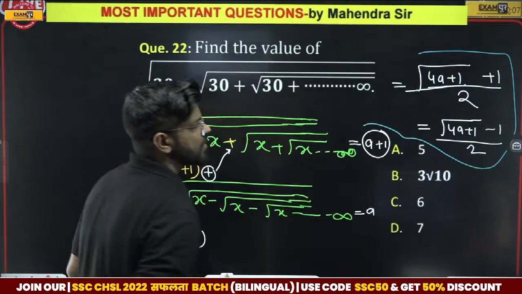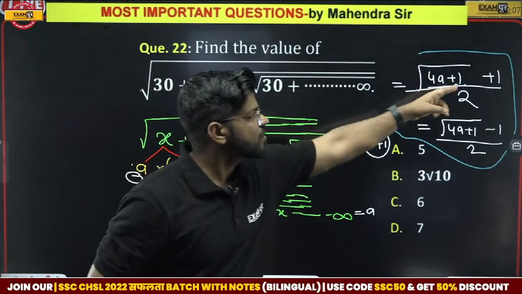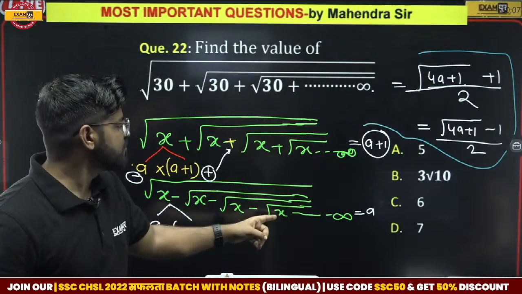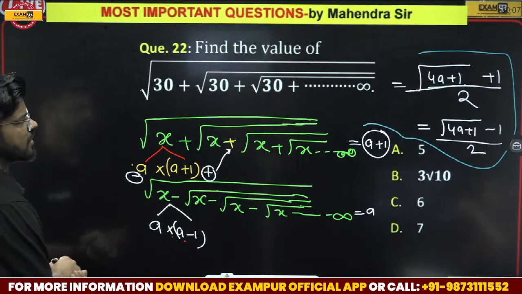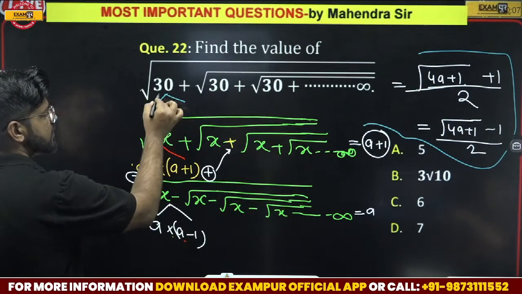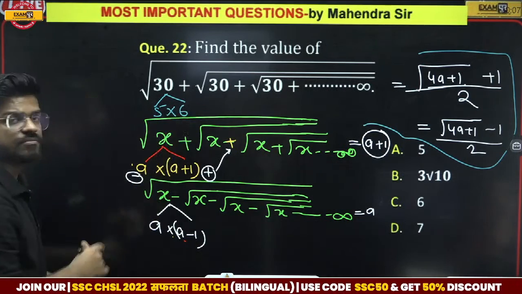Okay, this is the general formula. So when the plus sign is there, you can write plus 1 here, and when you have a minus sign here, you can write a minus sign here. Okay, now we have to solve the question. So we can write 5 into 6 here.